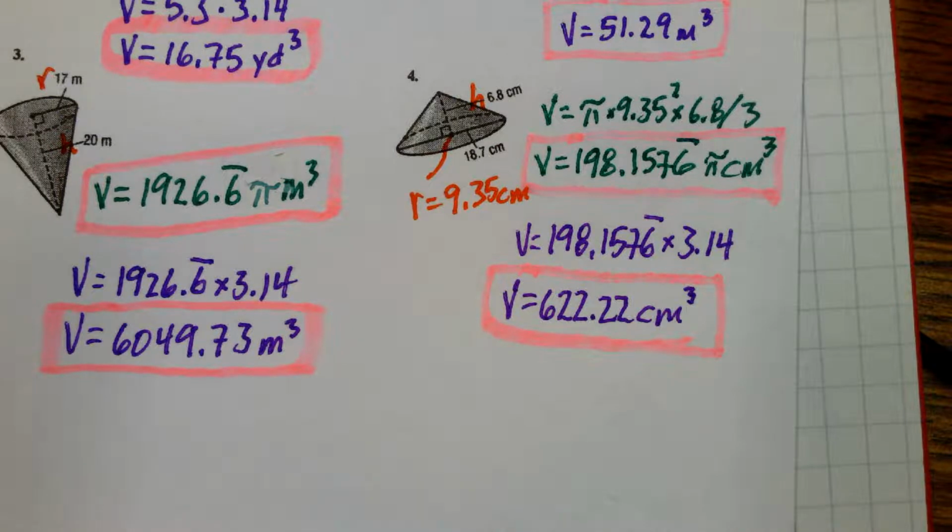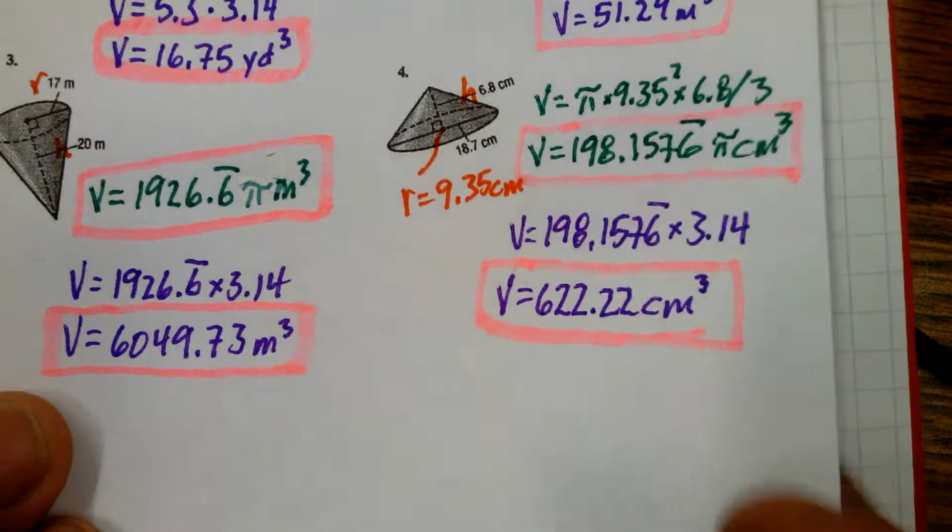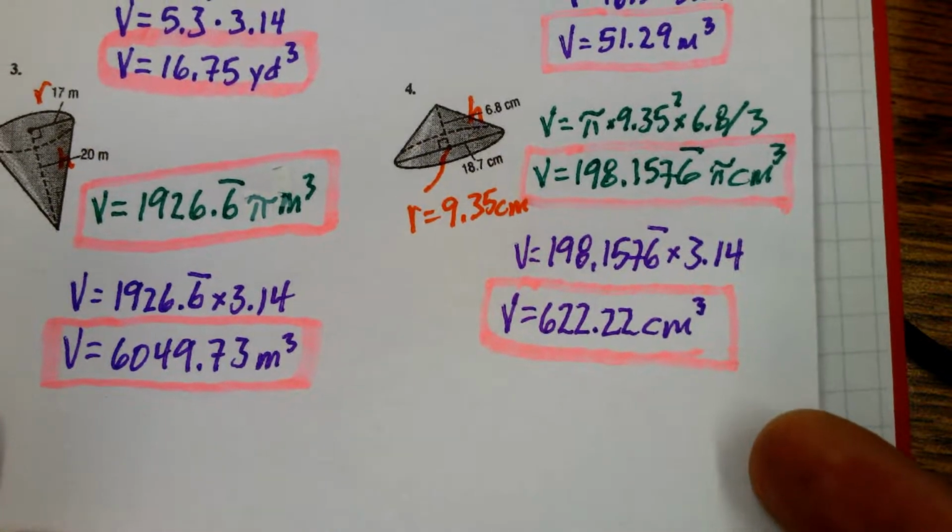All right. So for the last 2 problems we're going to work on, we're going to either be finding the height or the radius. So it's going to involve a little solving of equations. You guys ready? Well, we're going to do it anyways. Okay. Everyone ready to flip this?